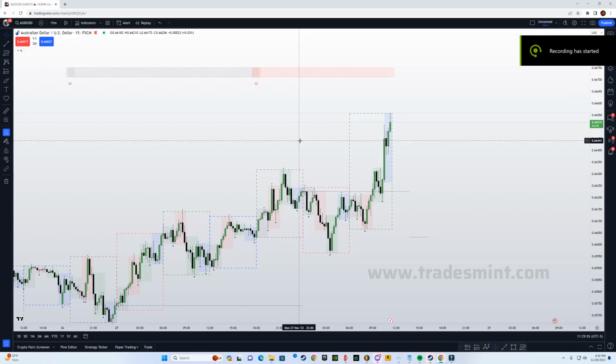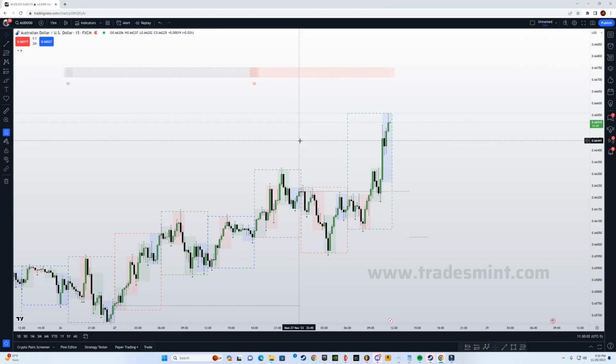All right, guys. So this is example number 2. So the thing is, there is not a fixed way to use quarterly theory. It works with every strategy. You can say it is a tool to confirm your entries.